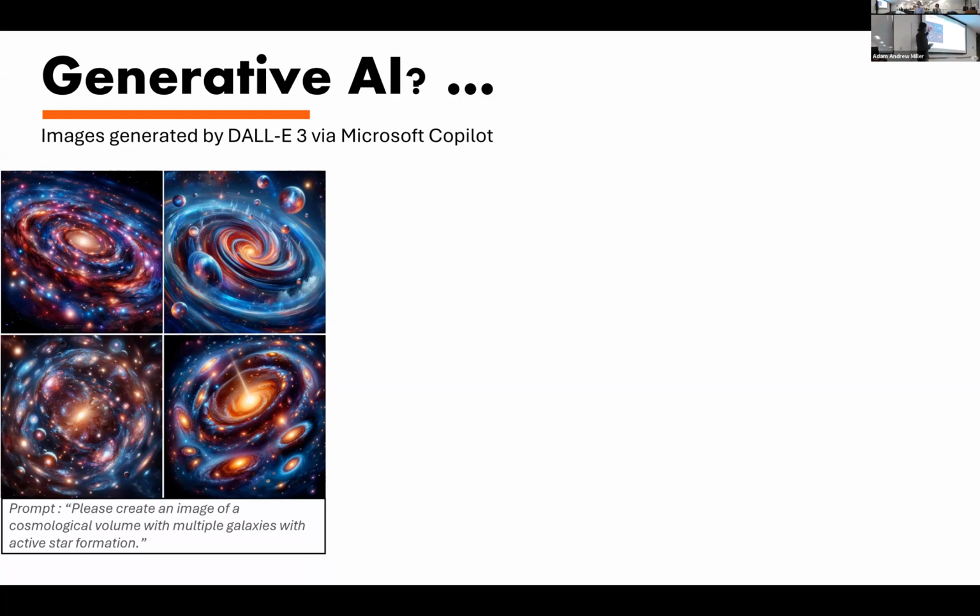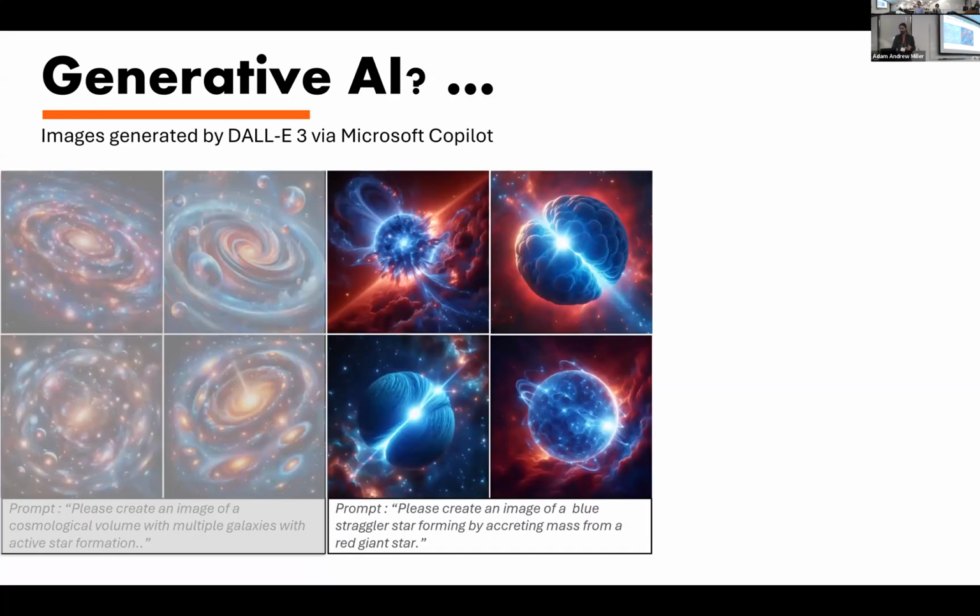Please create an image of a cosmological volume with multiple galaxies with active star formation. And this is what it came up with. Right? I mean, maybe I could tweak this more. I have tried a lot of times to get a generated image that I could just use, and I have not found one. These are not physical, but they are very detailed, and in some cases they may give you some inspiration for doing something on your own.